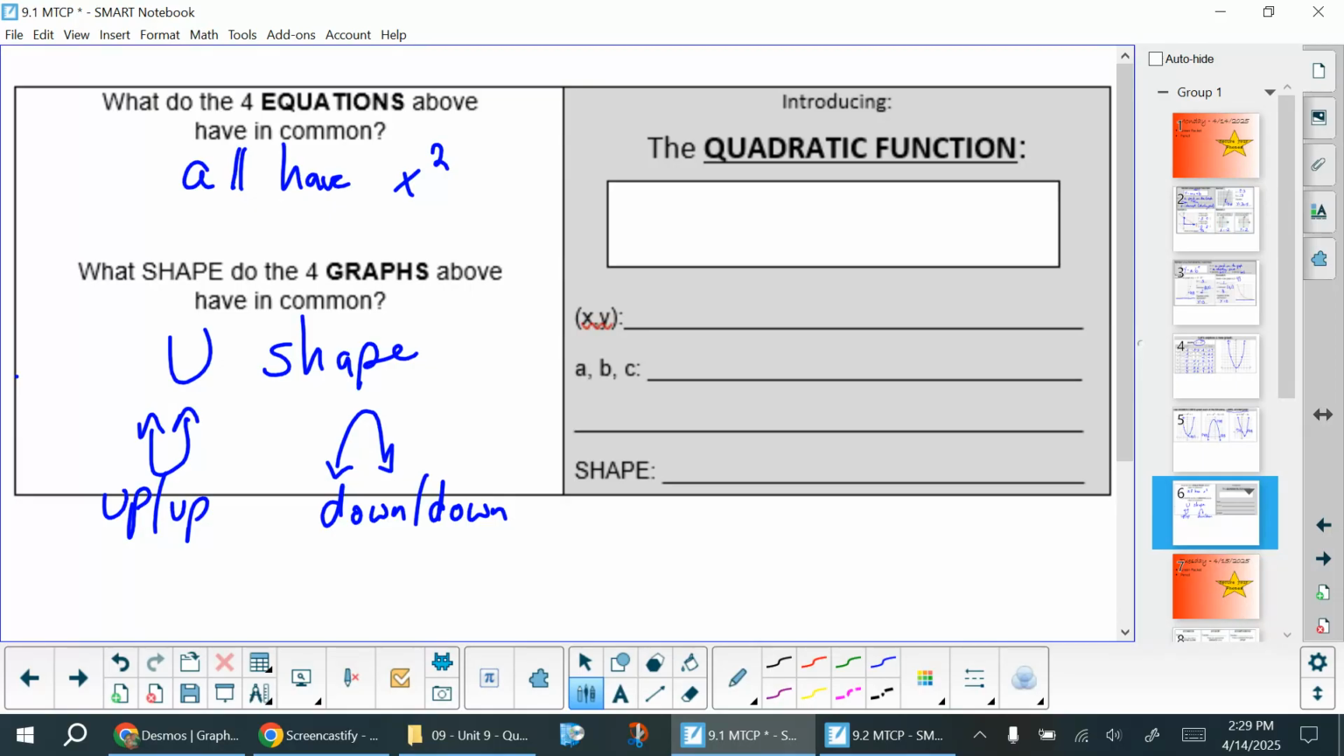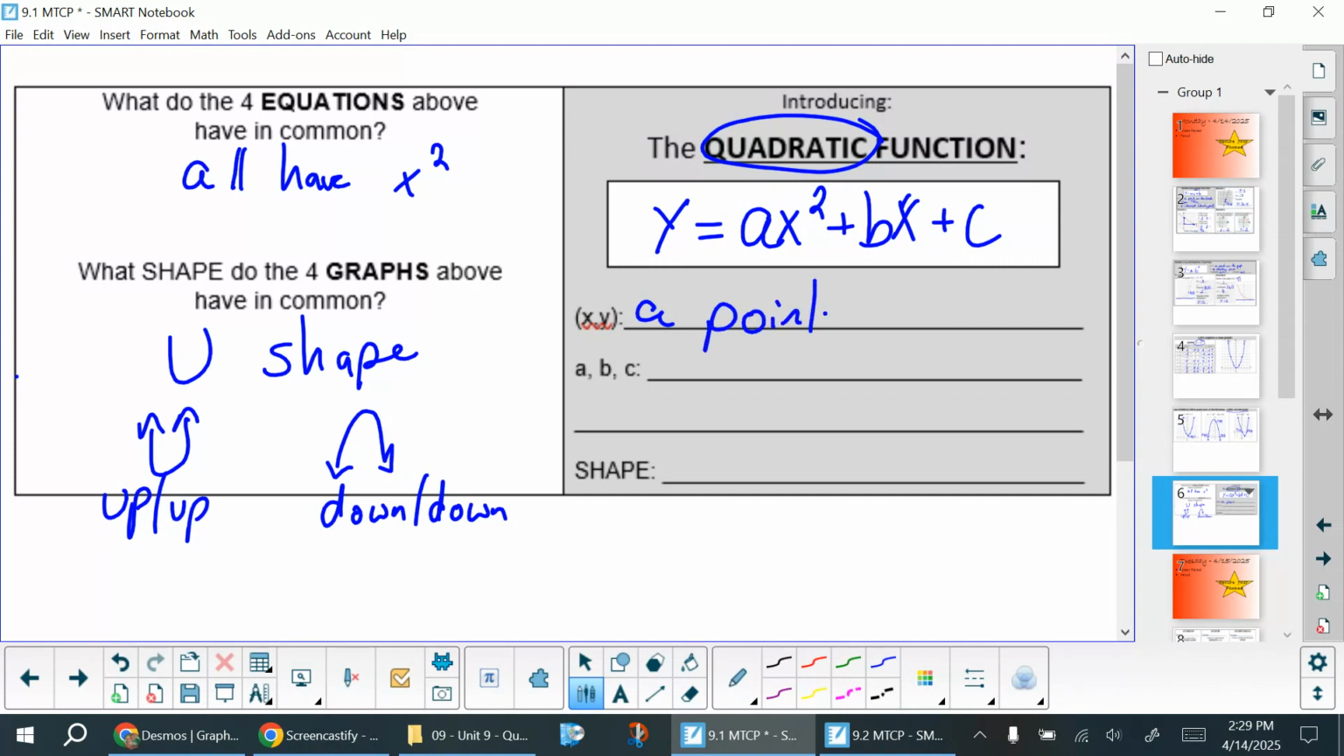And so this family of graphs are called quadratic functions. The general form of a quadratic function is going to be y equals ax squared plus bx plus c. And hopefully you've noticed here, the only thing they have to be quadratic is that x squared term. Not all of them had a bx, not all of them had a c. The first one only had x squared. It was still quadratic. So the y and the x are still the same thing, a point on the graph.